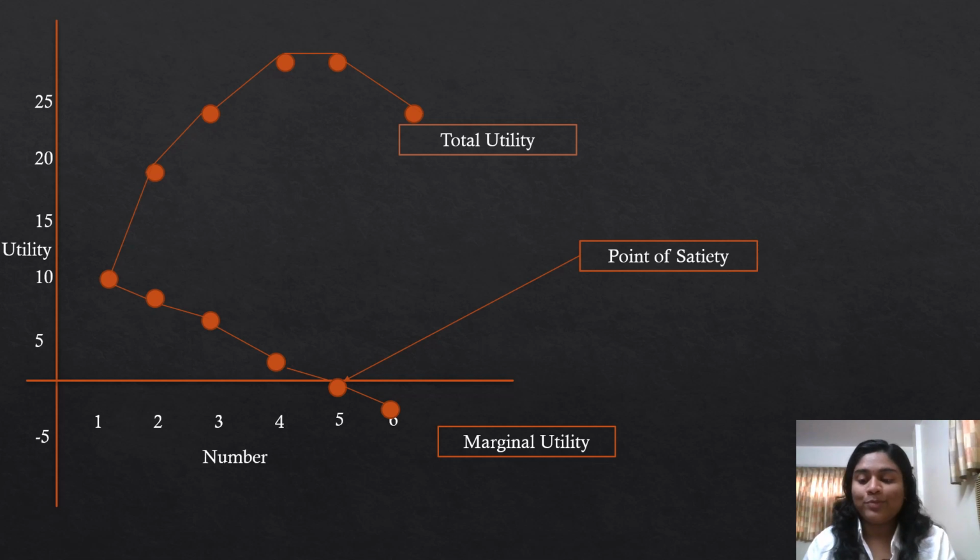So I hope the idea of the law of diminishing marginal utility, the utility schedules, and how to plot the graph is clear for one and all.